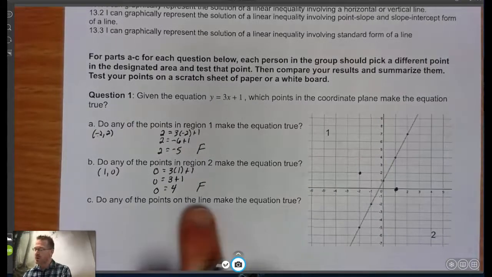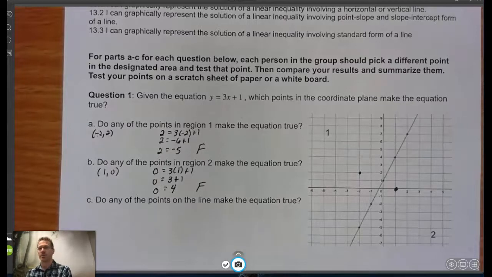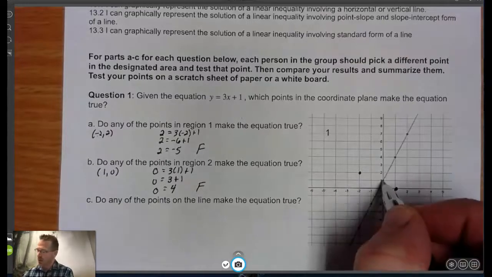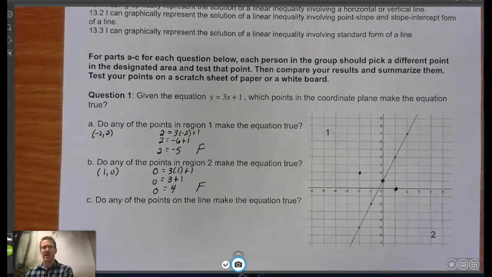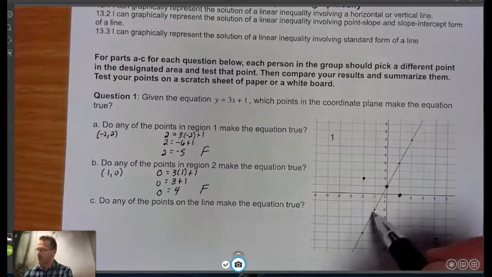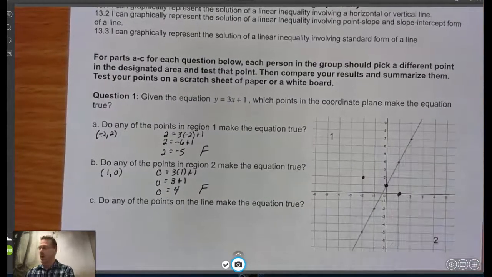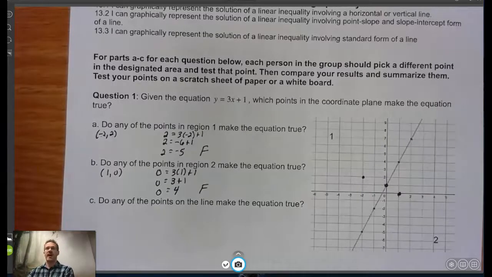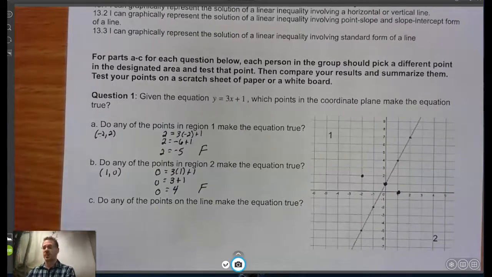Now, do any points on the line make the equation true? I'm just going to pick this point right here, (0, 1). Once again, you can pick any point on the line. You notice we have 5 clear points marked here, and it doesn't matter which one you pick because they're all going to give you the same result.